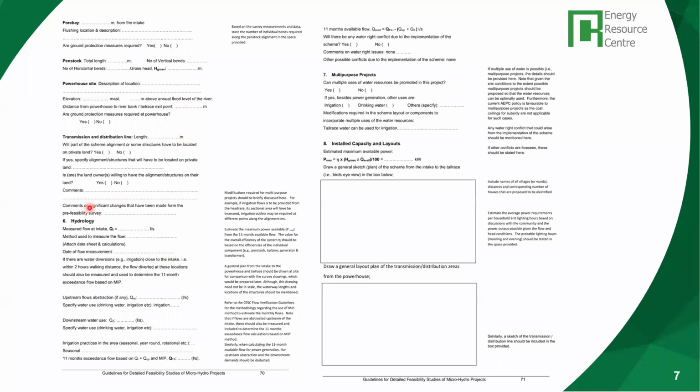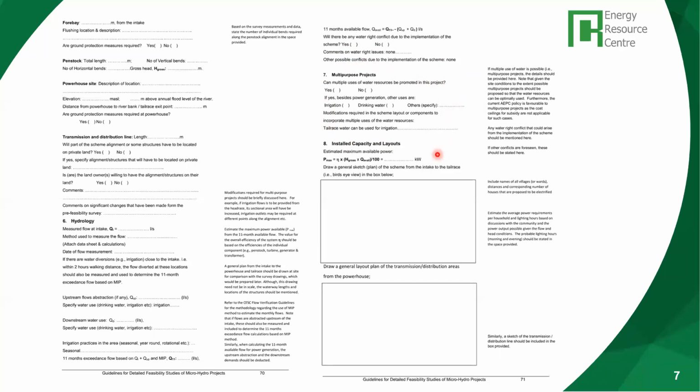The next item is the hydrology. So you have to give the description of the hydrological assessment, the flow availability, and other aspects. Then the seventh one is the multipurpose uses. Can multipurpose uses of water resources be provided in the project? So yes or no. If yes, besides the power generation, is it used for irrigation, drinking water? How would that affect the design of the mini hydro project? This has to be explained in this section. Then you look at the installed capacity and layout.